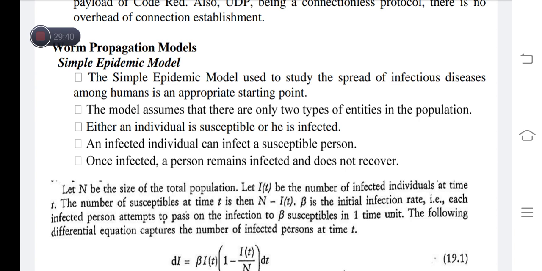Here the possible option is, again, we have two types of entities in the population. The one type of entity is susceptible, the second is infected entities. An infected entity can infect the susceptible entity. So once the susceptible entity is infected, the person remains infected and does not recover. These are the assumptions in the simple epidemic model.